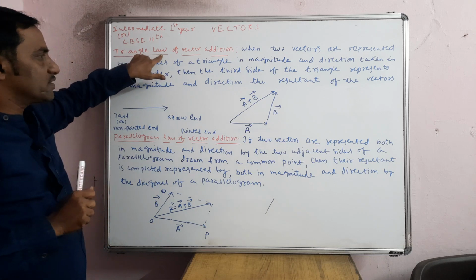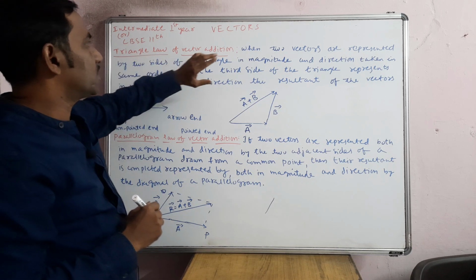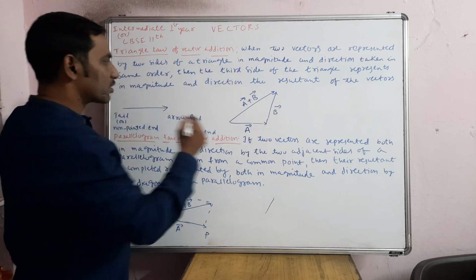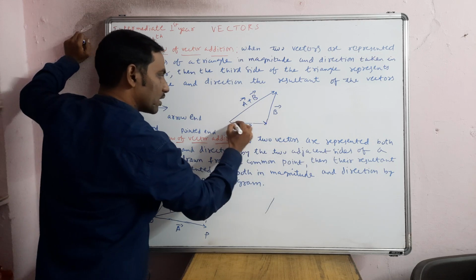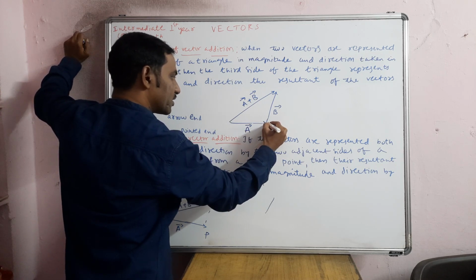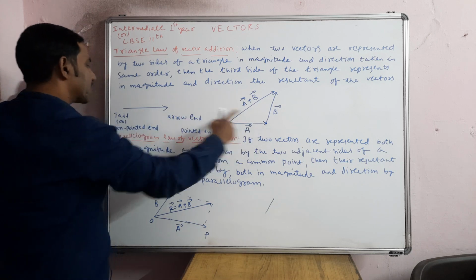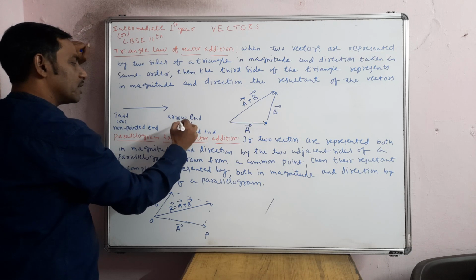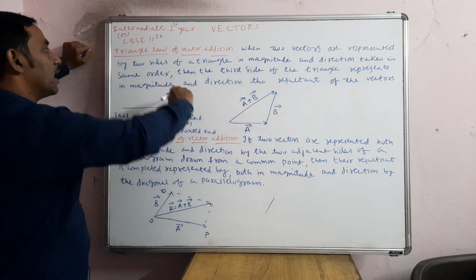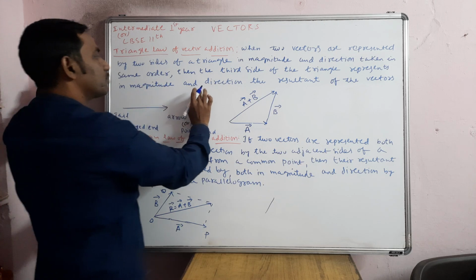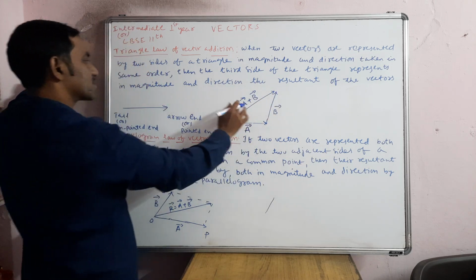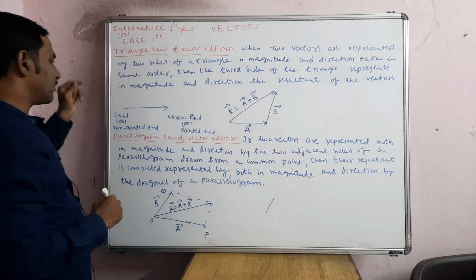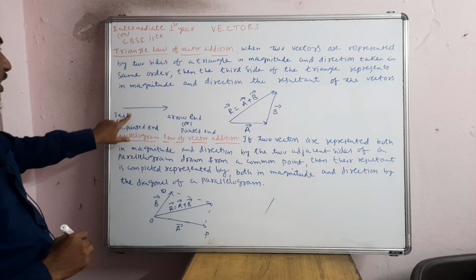What is the triangle law? Generally, the triangle law states that when two vectors are represented by two sides of a triangle in magnitude and direction, taken in the same order, meaning the arrow is going like this and we are joining the tail of the b vector to the arrowhead, the pointed end, of the vector a, then the third side of the triangle represents both the magnitude and direction of the resultant of the two vectors. This is the resultant; you can call it the r vector.